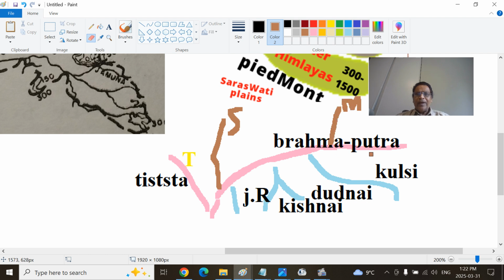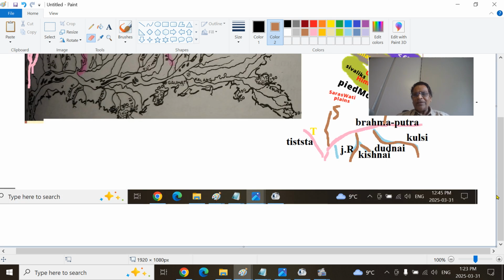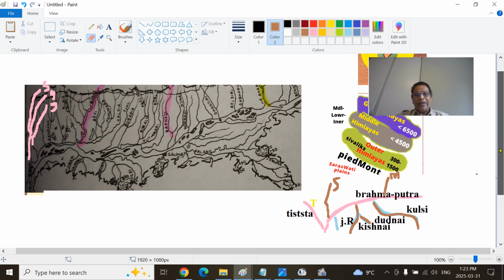Among the southern flowing tributaries of the Brahmaputra are the Jinjiram River and the Krishnai River, that's the Krishnai. Its tributary is the Dudhnai River, that's the Dudhnai. And from the Meghalaya Plateau, another river called the Kulsi River joins. There are also minor rivers I have not mentioned. You can look in the Assam series, I have talked about them extensively there.